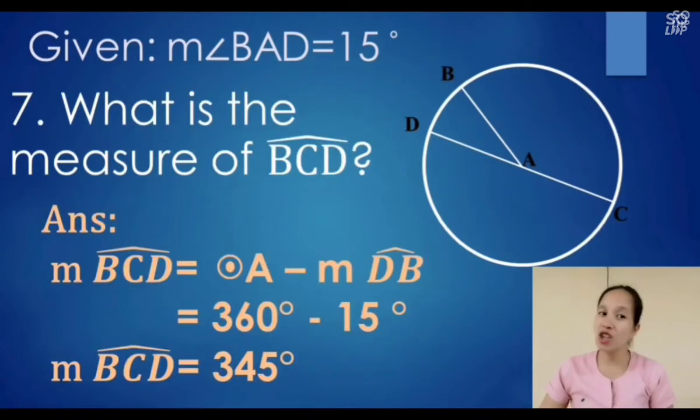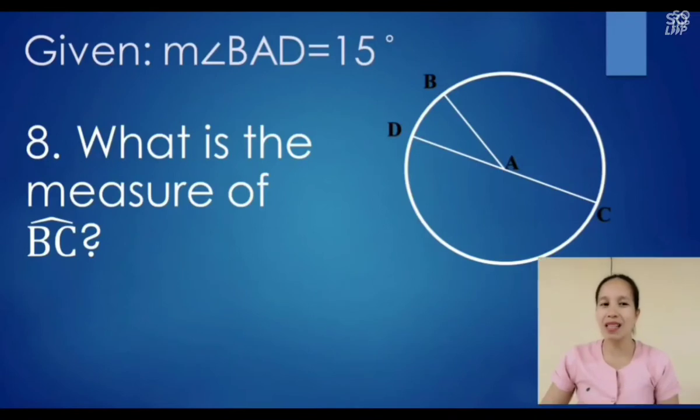Correct. Measure of arc BCD is equal to the total measure of the circle, which is 360 degrees, minus the measure of arc DB, which is 15 degrees. We have a difference of 345 degrees, which is the measure of our arc BCD. Number 8. What is the measure of arc BC?